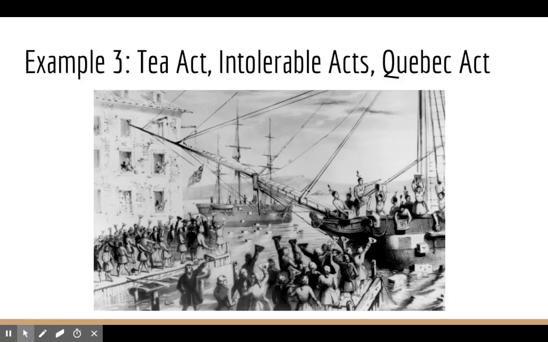They forbade town meetings without royal approval. The soldiers made sure that happened. They made Massachusetts a crown colony, and they put the military under General Thomas Gage in charge. So they militarized the Massachusetts Bay Colony.